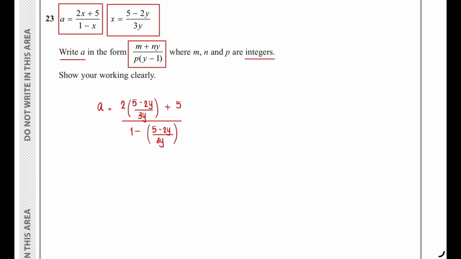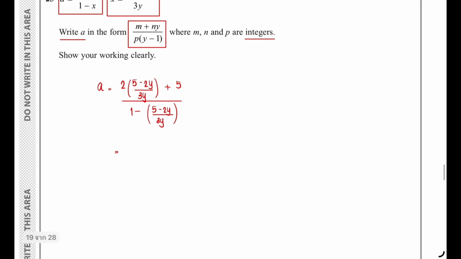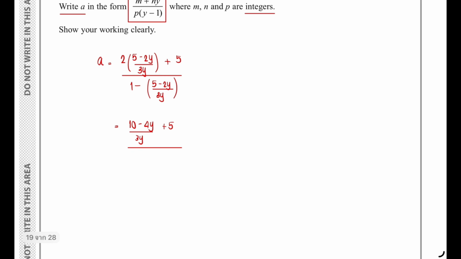Okay, then we will have, I will multiply 2 inside the bracket, so it will be (10 minus 4y) over 3y plus 5, divided by, I will bring the negative inside the bracket, so it will become 1 minus (5 plus 2y) over 3y.